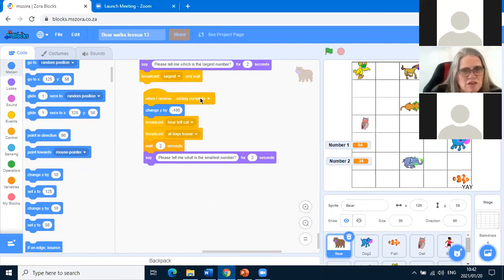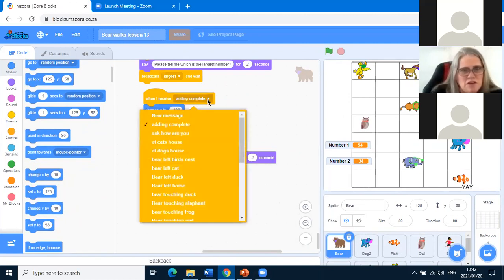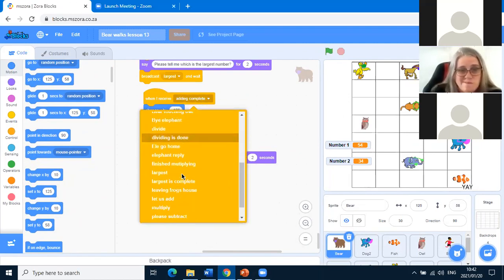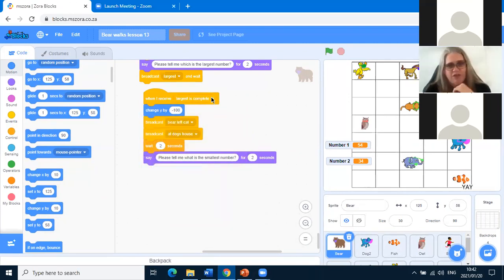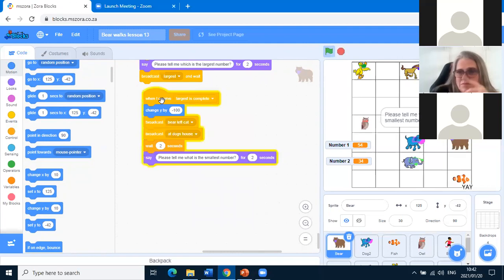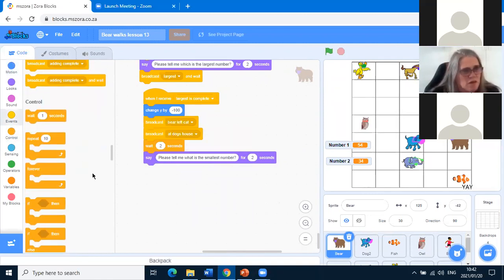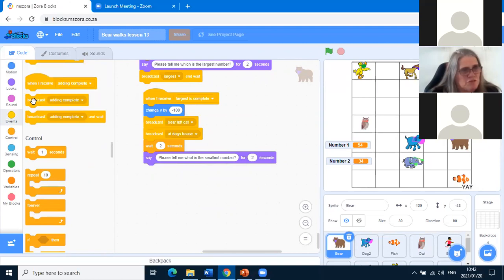But that is adding. Bear left cat. Oh, I've used adding. It's supposed to be largest. Can you see this? It is so difficult. You put the wrong message in here. We've got to choose largest is complete. I actually had adding. When I receive adding is complete. So there we go. Done. So telling the smallest number, easy peasy. Broadcast smallest.